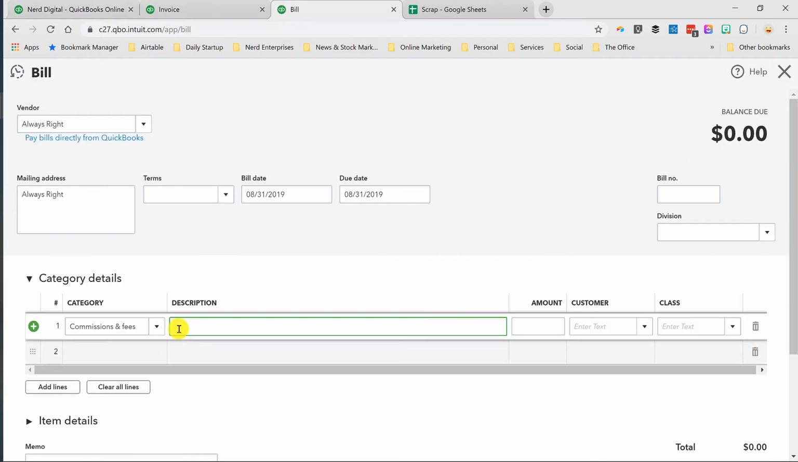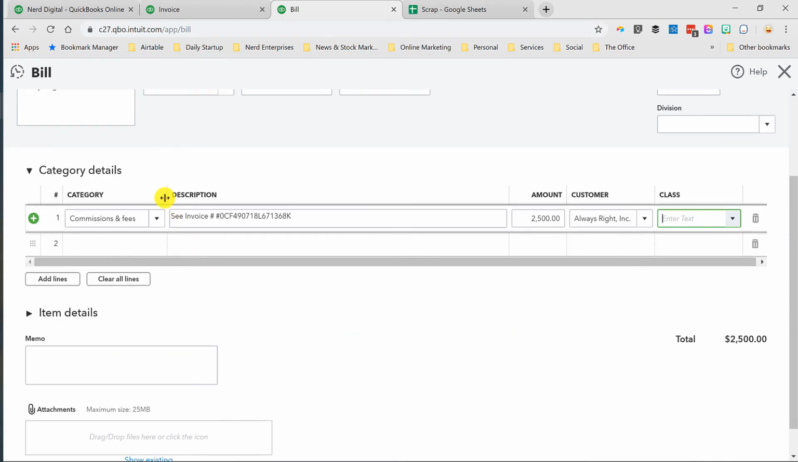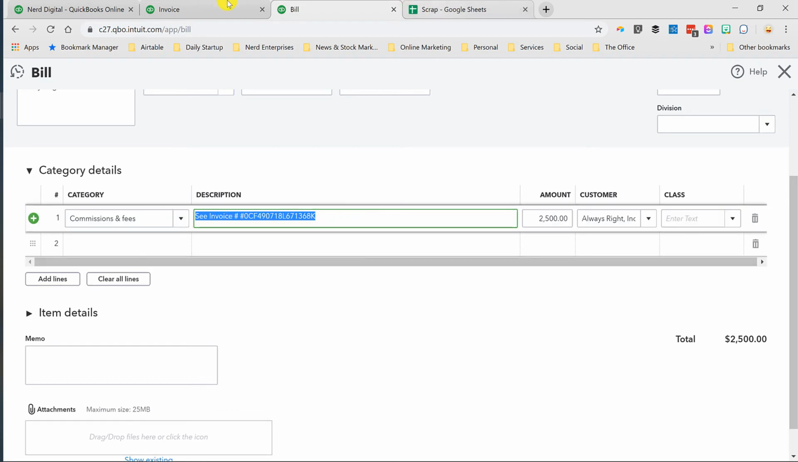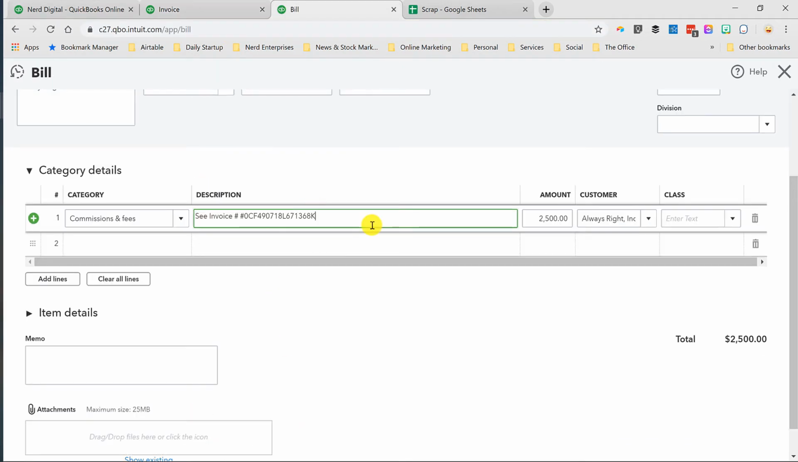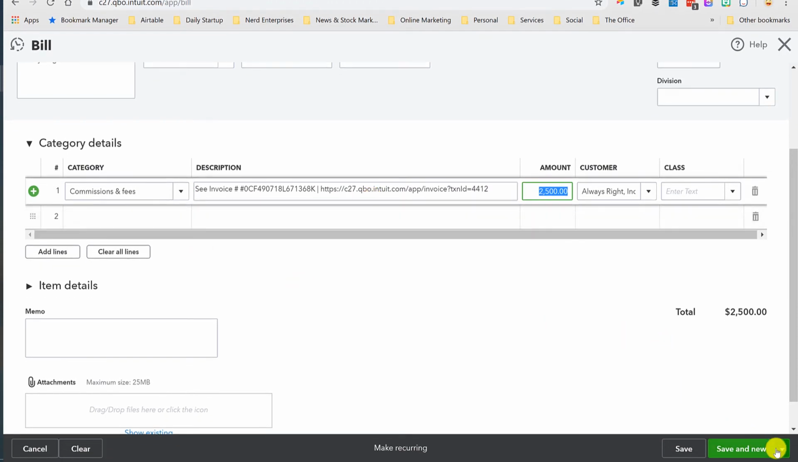Anyway, so I would say see invoice number that. Customer would be Always Right. Okay, we're not going to use class on this. And this is going to create a super clean audit trail. I've referenced the invoice. Heck, it's QBO. I can even take the URL for the invoice itself and paste it right here in the bill. How's that for awesome? All right, and then I'll hit save and close.